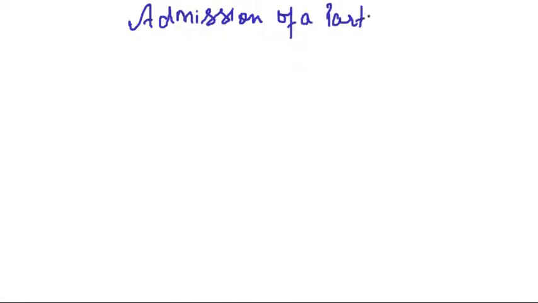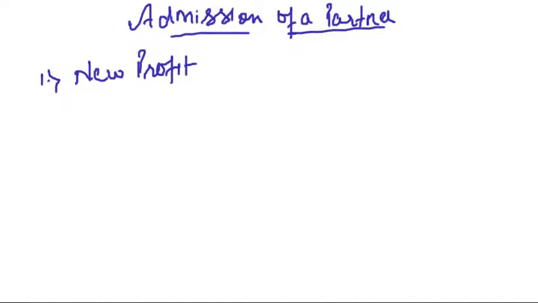We will continue our discussion on the chapter of admission of a partner. Now let's see what we have studied so far. First of all, we studied about the new profit sharing ratio. That is the ratio in which all the partners, including the new partner, will share the future profits of the firm.